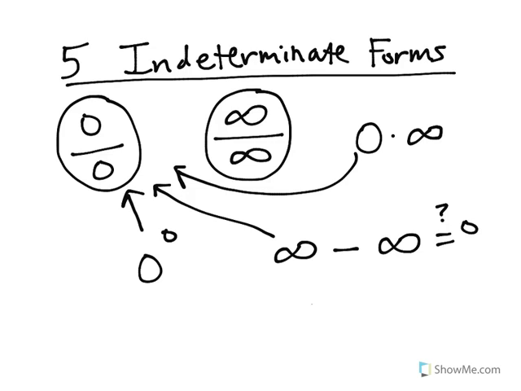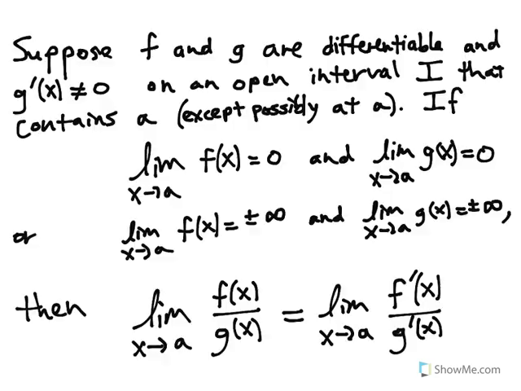Okay. So here's what L'Hopital's rule says. It says, suppose f and g are differentiable and g prime of x is not equal to 0 on an open interval I that contains a, except possibly at a, because remember there could be a hole, and the limit would still exist if there's a hole. That's okay.